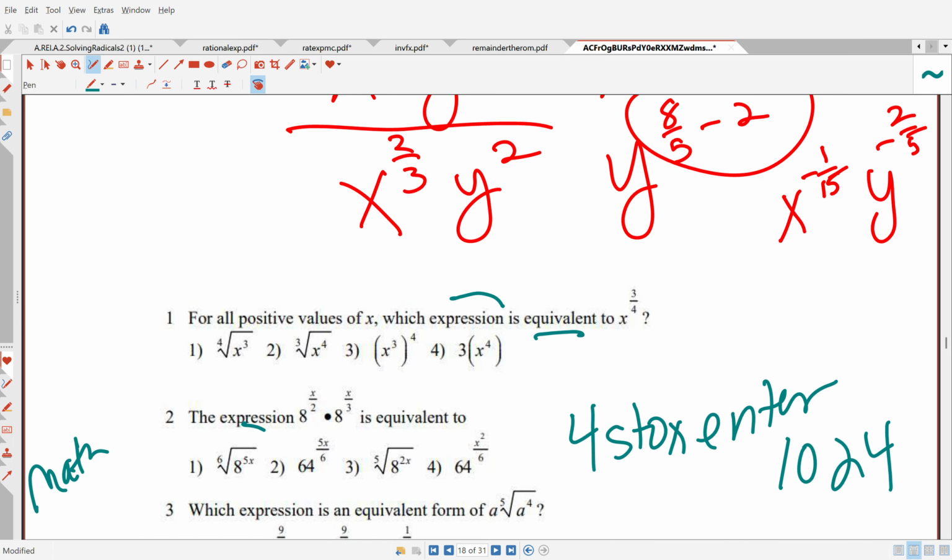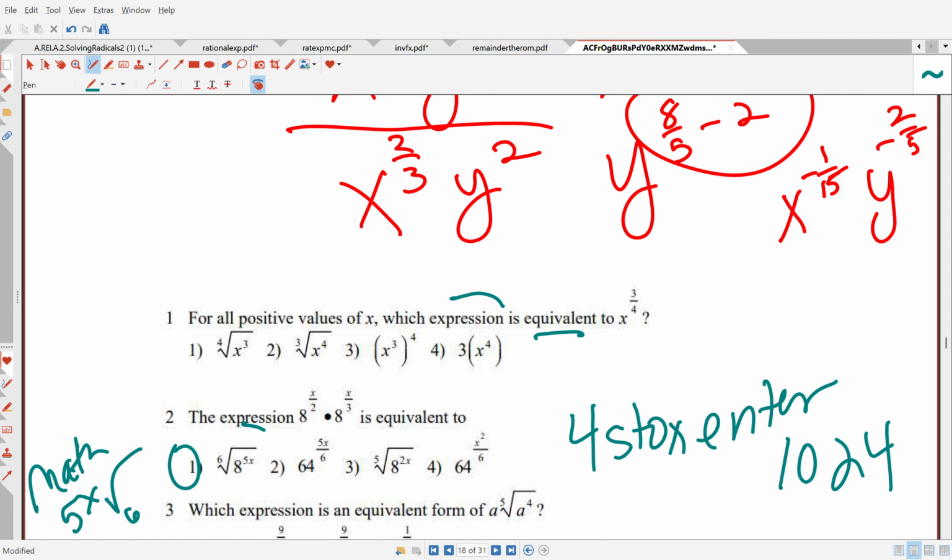X to 3. Did you get it? 1024. Good. Now do choice 1. That's what we're looking for. We found our number. So then it's math 5. Yeah, you pick the x root. So it's 6. It worked. 8 to the 5x.